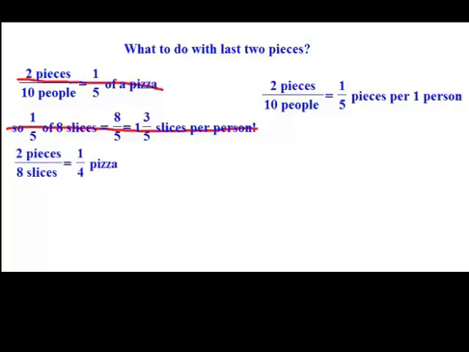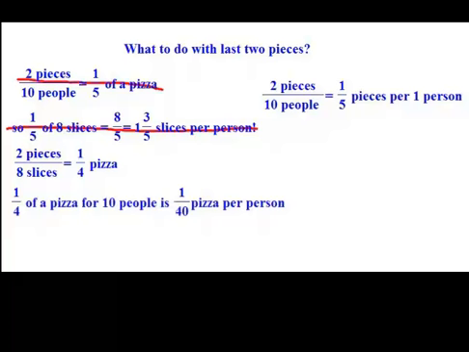Yes, I guess that means we have 2 pieces out of 8 pieces. That would be 1/4 of the whole pizza. Well, I do not think that seems right. That seems like too much pizza left over. Well, I see that it says 1/4 of a pizza per 10 people, which turns out to be 1/40 of a pizza. I can't even imagine what 1/40 of a pizza looks like.